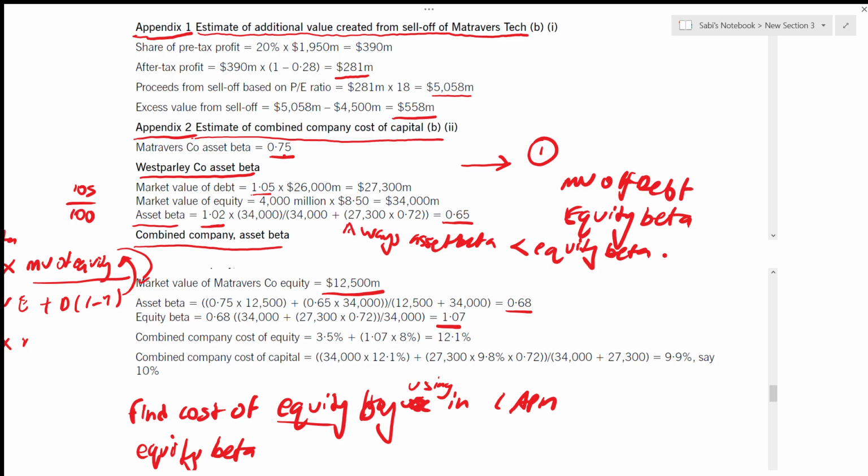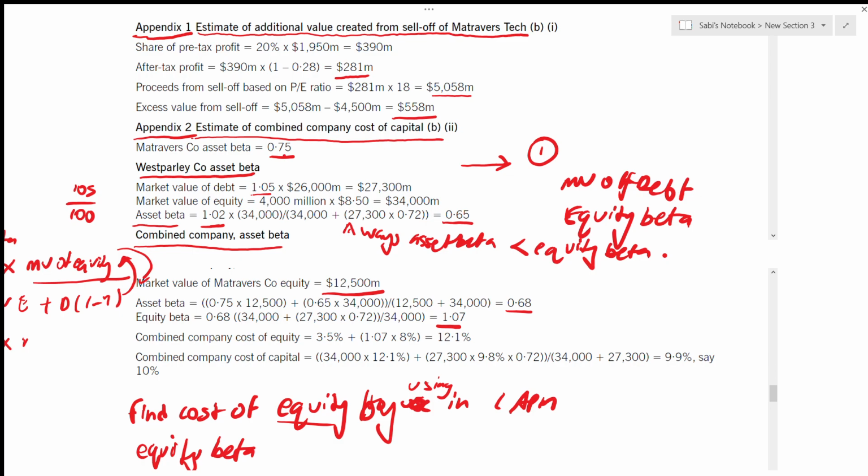They have told that the proportion of the combined company's debt to equity is the same as West Parley's debt to equity. So that's why we are using the West Parley debt to equity only, which is 34,000 and 27,300. Now use this 1.07 multiplied by 8, because 8 is the risk premium and 3.5% is the risk-free rate, and cost of equity is 12.1%. Now use that 12.1% to find the WACC.